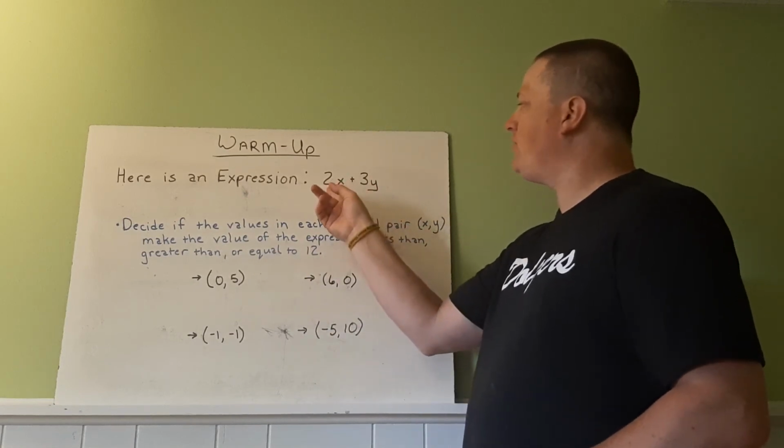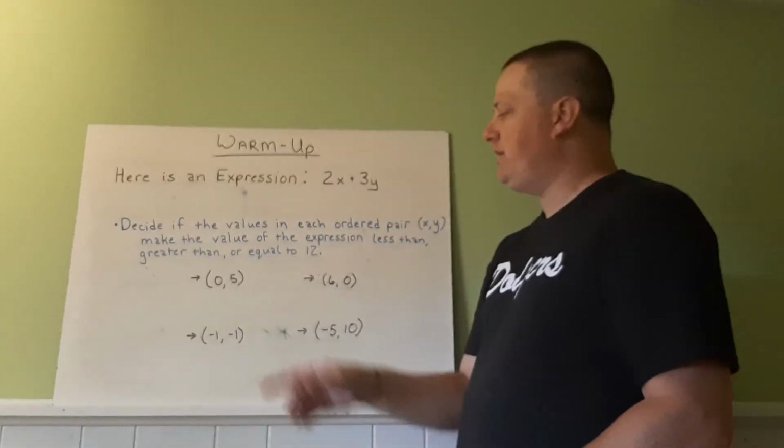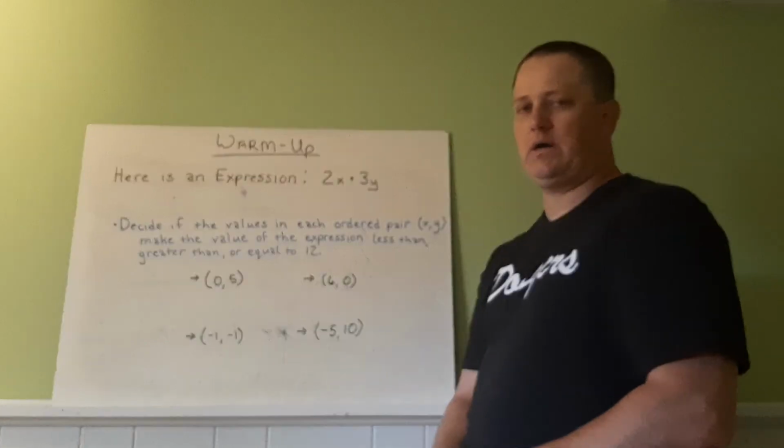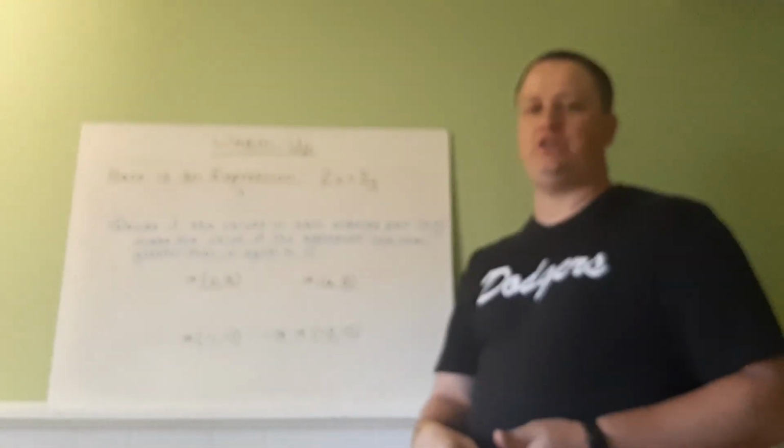So you do 2 times 0 plus 3 times 5. You would get an answer. Then what they're asking is, is the answer you get for this one less than 12, greater than 12, or equal to 12? Do that for all four situations, and then come with that for our discussion tomorrow.